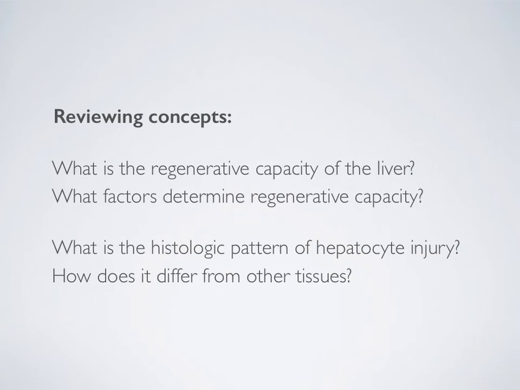So, thinking back, we've learned a little bit about the liver before. What is the regenerative capacity of the liver? High or low? High. And why? What factors go into that? What's that? They're stable cells, right? Which means that they aren't always dividing, but they still have the capacity to divide when needed. So they still have proliferative capacity.